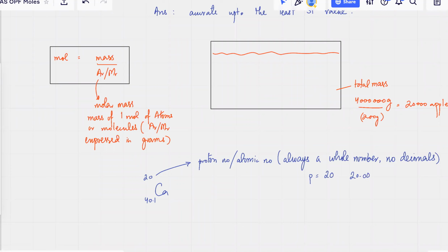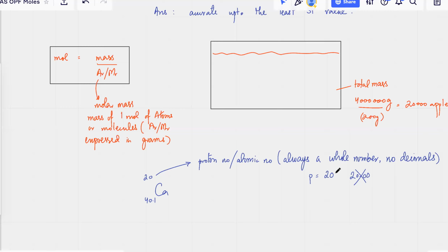If you write 20.00, sometimes that would result in the loss of 1 mark, because what that suggests is that you think that protons can be in decimals. So to the examiner, that would indicate that you're not sure that the proton number is always a whole number. Is this point clear? Yes, sir. Okay, so never write decimals with this.